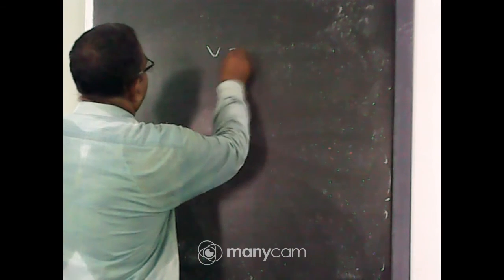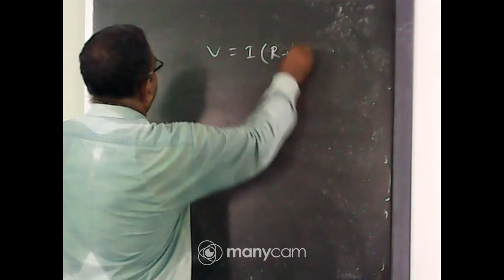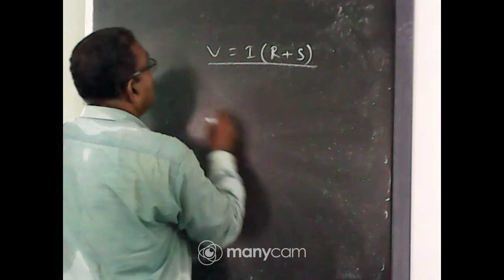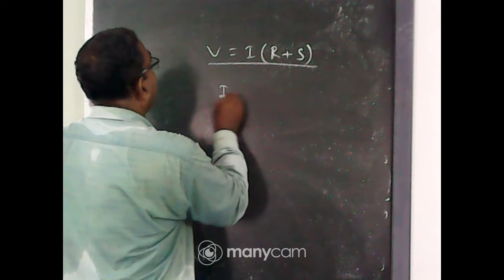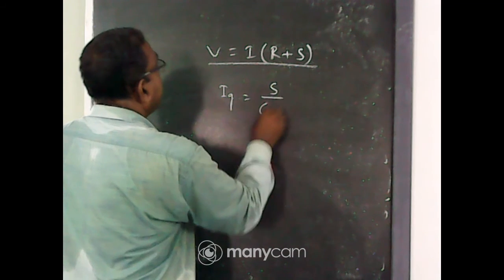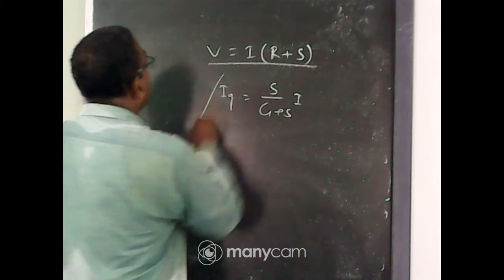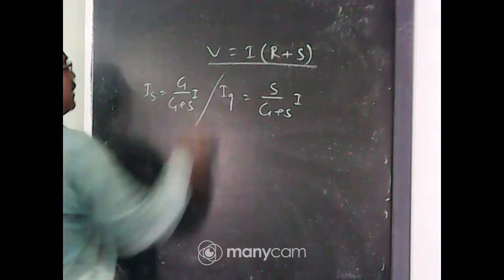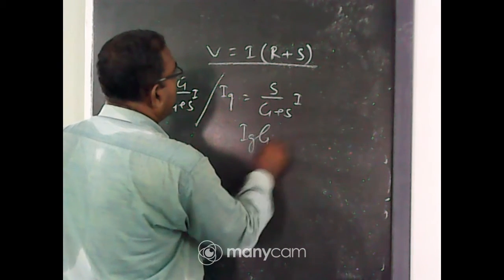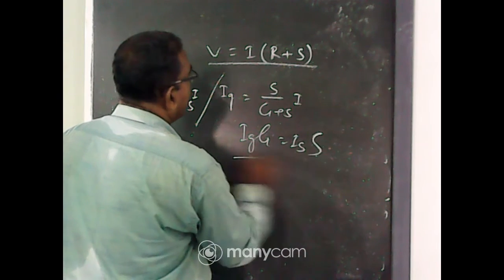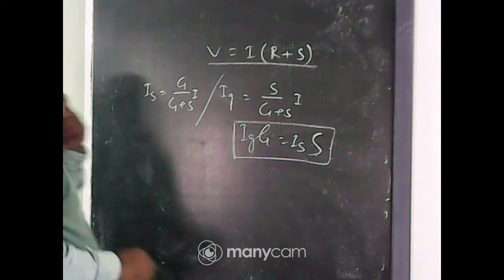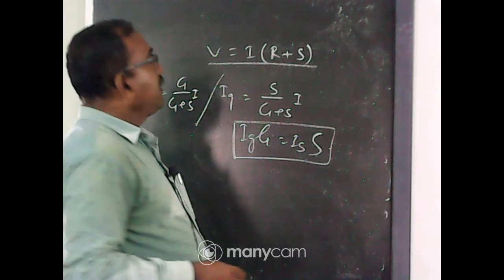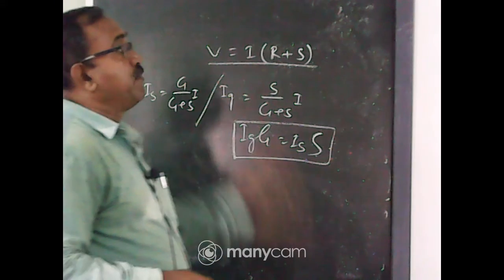You know it, V equal to I into R plus S, when you convert a galvanometer into a voltmeter, or when you convert a galvanometer into an ammeter, Ig equal to S by G plus S into I, or Is equal to G by G plus S into I. From this formula, Ig into G equal to Is into S. This formula you can find out. Originally the formula is this, and those are derived from that formula, and you calculate the numericals.